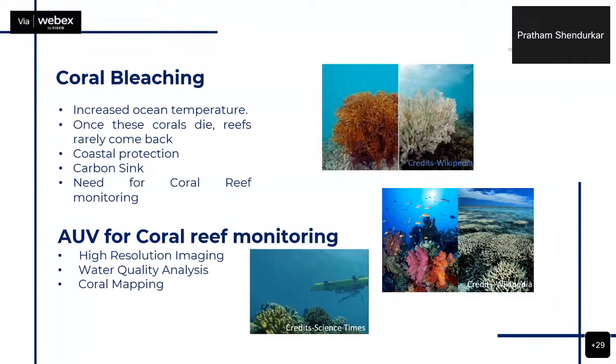So let us understand coral bleaching. Coral bleaching is the process in which corals lose their vibrant colors and turn pale or white. It happens due to increased ocean temperature. It is a severe issue because once these corals die, they never come back. Corals are very important for coastal protection. They also act as a carbon sink, and hence there is a need for coral reef monitoring. Now we can use the AUV for coral reef monitoring for high resolution imaging, water quality analysis, and coral mapping.